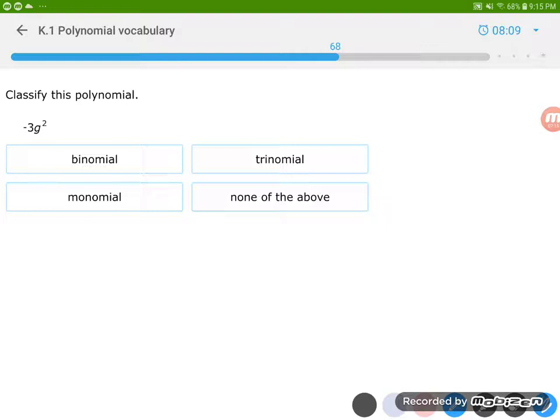Okay, so now we also move on to some of the names of these. Again, not too hard, but it's important to know what these mean.